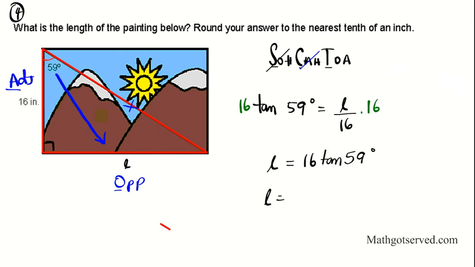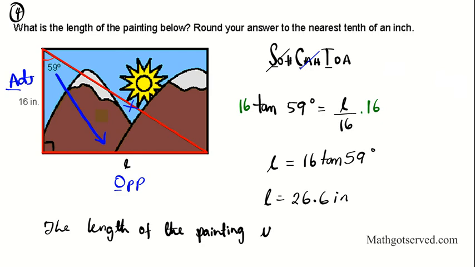So let's put that in, 26.6 inches. So the question is, what does this answer mean? Let's write down a remark stating what our answer means. So our answer means that the length of the painting is 26.6 inches long.